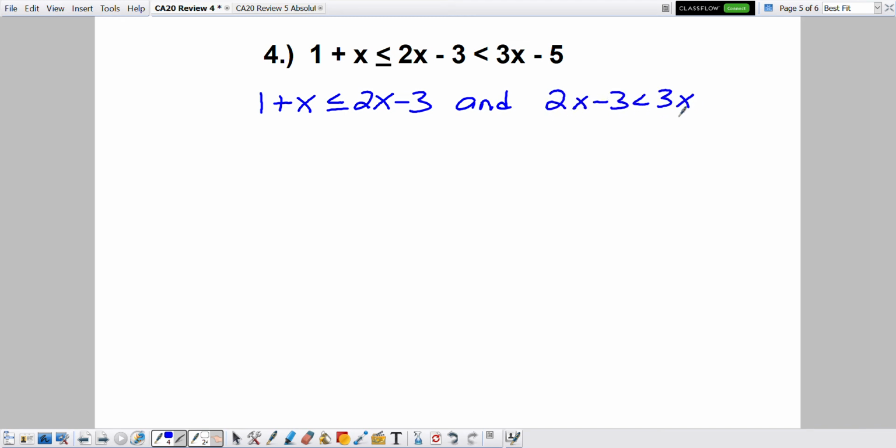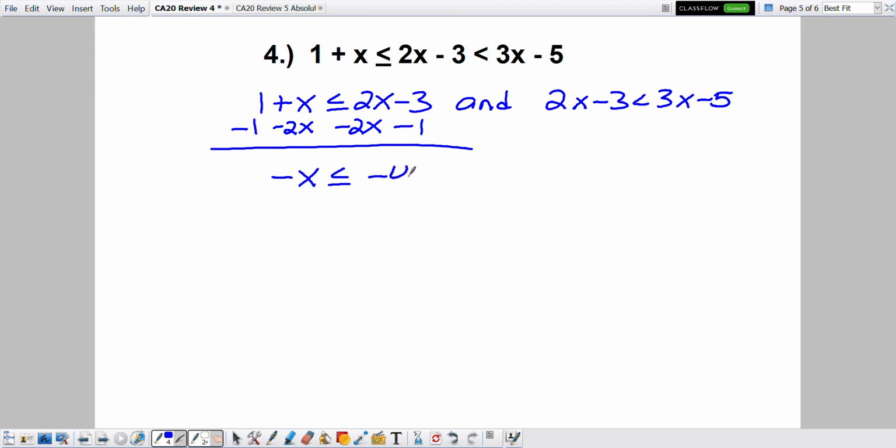So we're looking for where the two solutions overlap. So we have just a left side inequality and a right side inequality, and we just, again, broke it apart. And so again, to solve this, I'm going to subtract 2x. I like to put x on the left, and that means I'm going to take away 1 on both sides. And I'm going to end up getting negative x is less than or equal to negative 4.